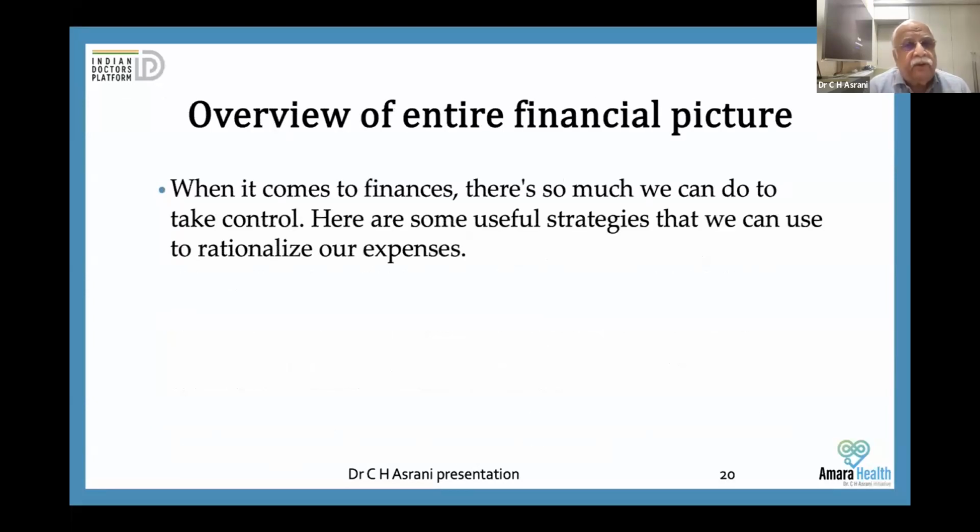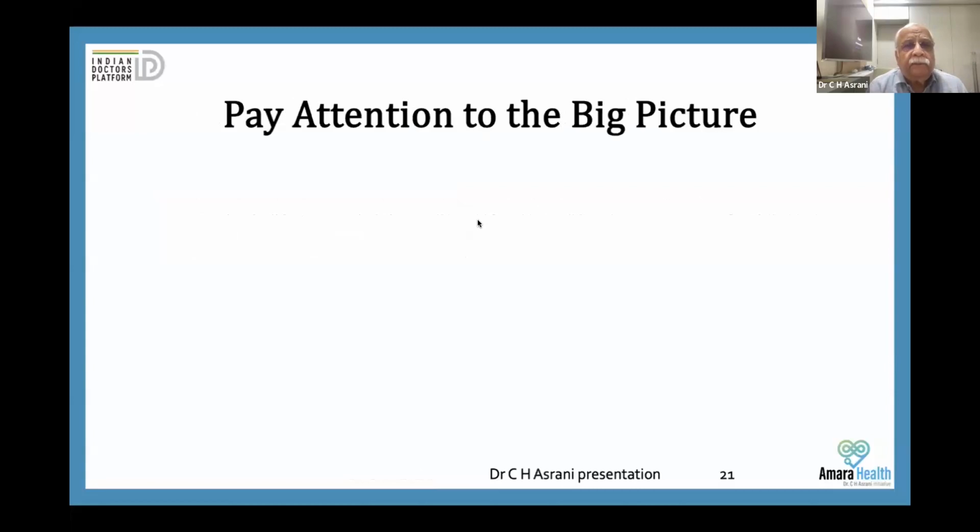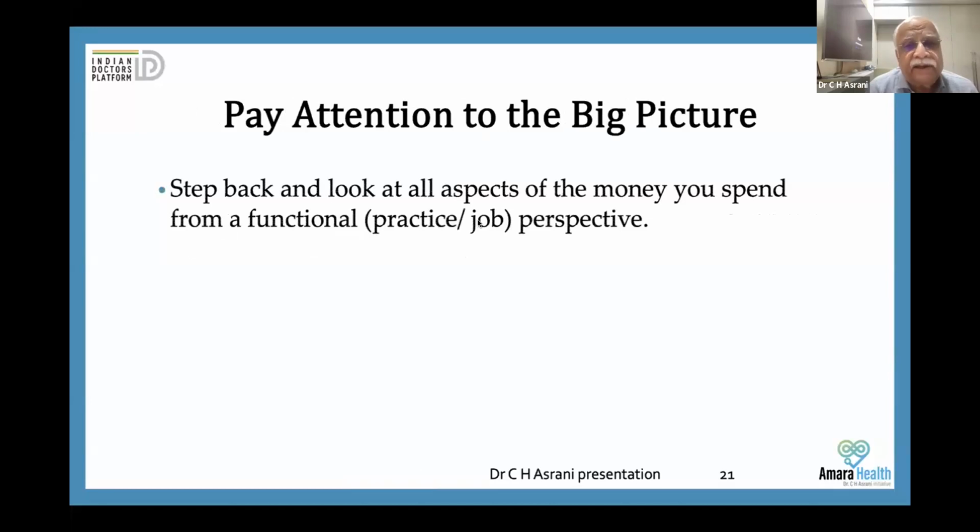So there is so much that we can do to control our money. If we had a fixed income, we'll learn how to control money, because that money has to last for 30 days, including any emergency expenses. So some useful strategies, something I picked up from the research, something of my own. Pay attention to the big picture. Step back and look at all the aspects of money you spend from a functional view. If you have a practice, how much money you spend to run your practice. If you have a job, how much money you spend to go to your job and deliver the duty.